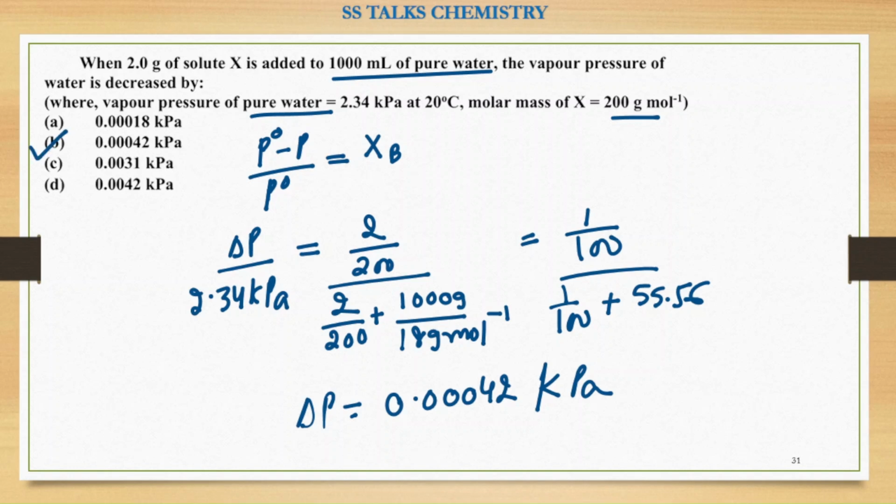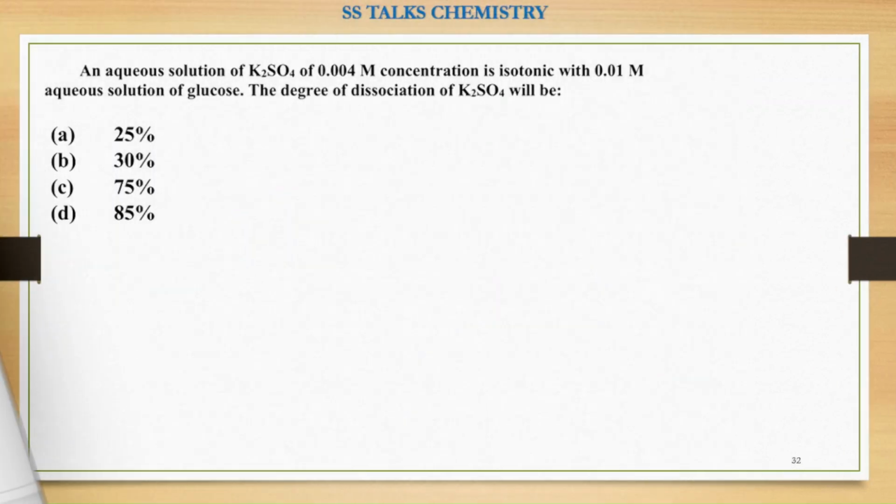So B is the correct answer in this case. Okay, I hope this is clear. Moving on to the next one, we have this question. It says the aqueous solution of K2SO4, which is of this much concentration, is isotonic with this much amount of the aqueous solution of glucose.